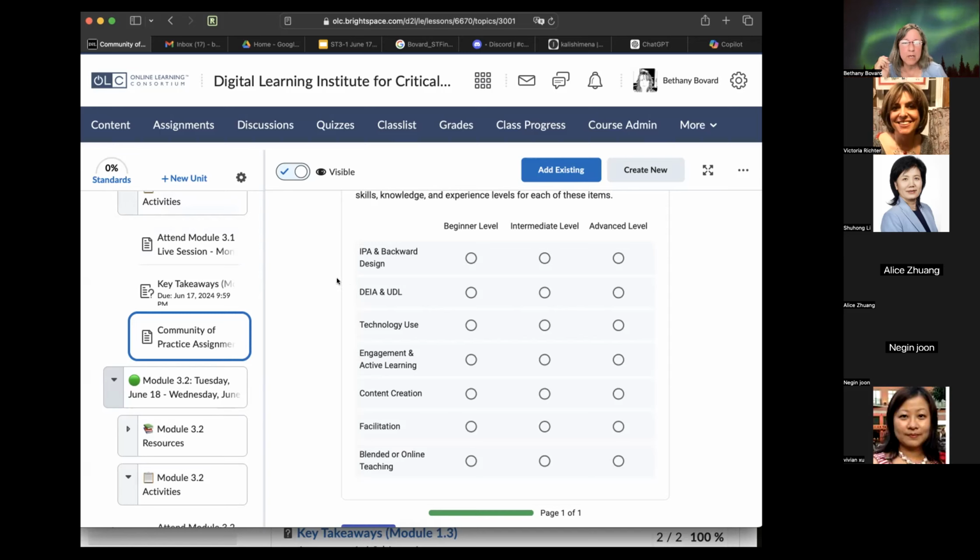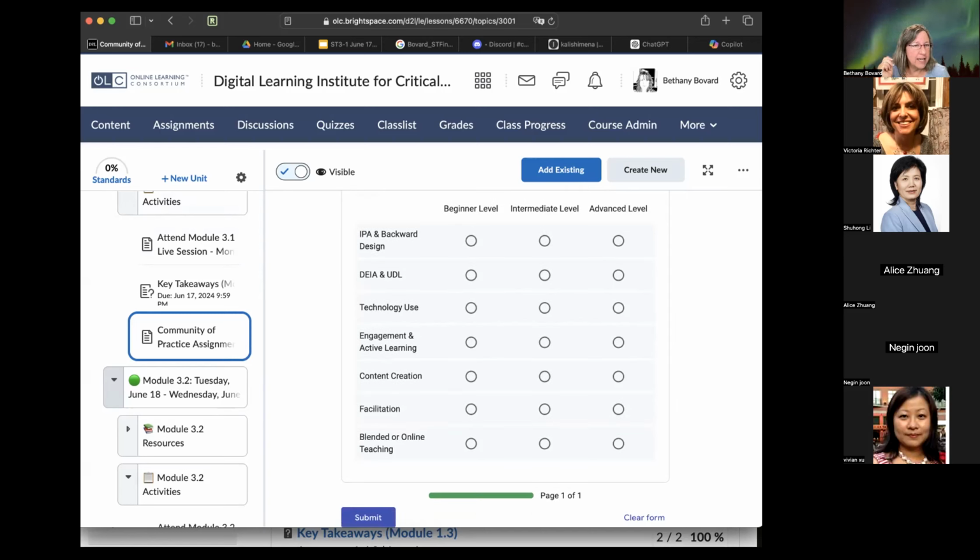So, as far as the next cohort, we have no idea about if there's going to be another cohort or anything like that. So I don't know.